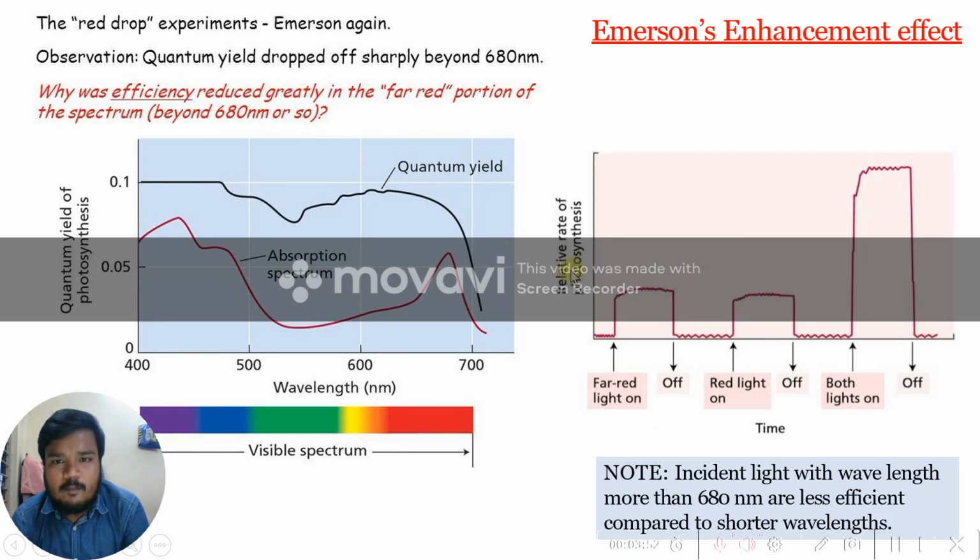Now two terms are important from the perspective of NEET: one is the red drop phenomenon and another one is the Emerson enhancement effect. From early studies we came to know that plants use light most effectively at a particular wavelength, which is around 680 nanometer. So if we consider this red line here as different wavelengths, then we can see that at 680 nanometer there is a peak in the quantum yield, but there is also a sudden drop here.